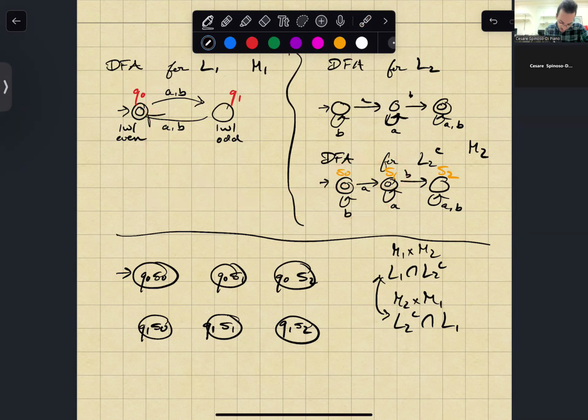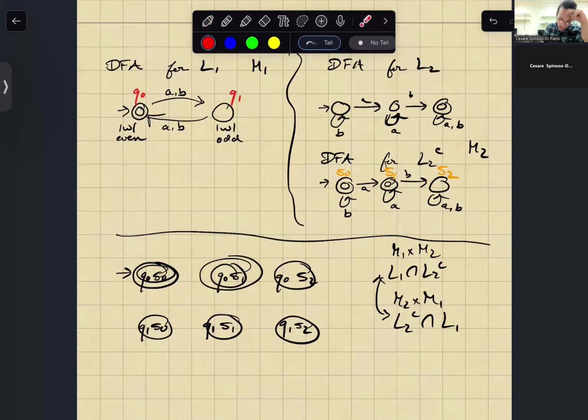So that's going to be Q0 with S0 and Q0 with S1. And now it becomes slightly tricky. Okay, let's see if we can do the transitions. So if I'm at Q0 and I'm at S0 and I read a B, then I'm going to go to Q1 S0. If I read an A, then I'm going to go to Q1 S1.